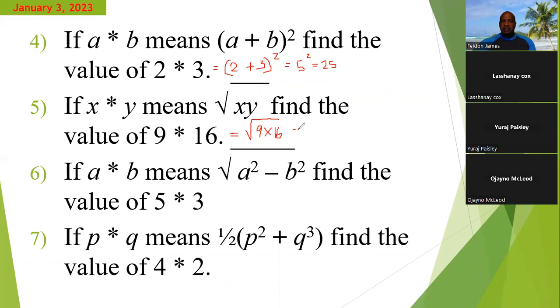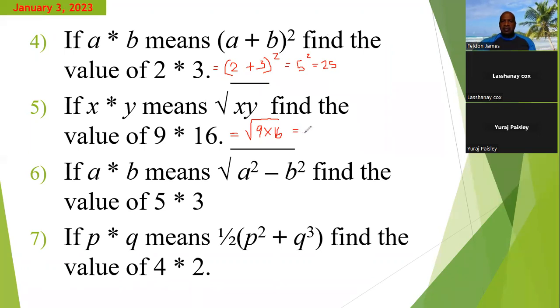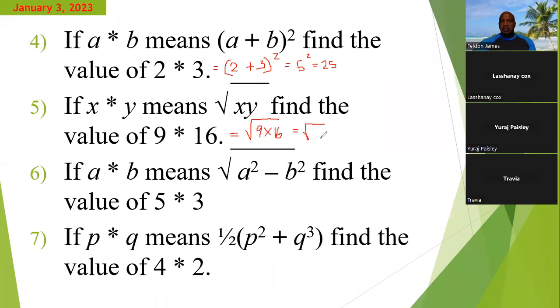Mr. Ojeno, are you there? No, sir, he's having internet problems. Okay, so he was saying 144. And then of course you would find the square root of that, which is 12. All right.